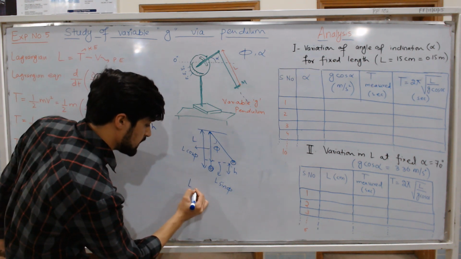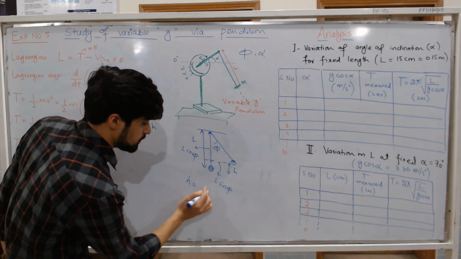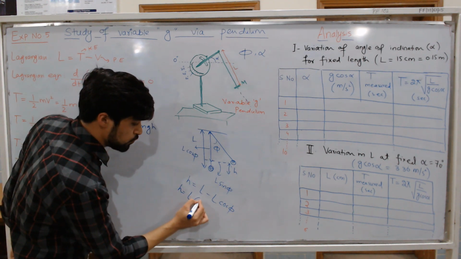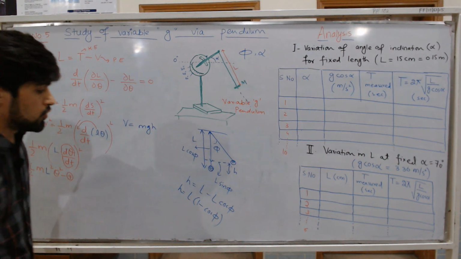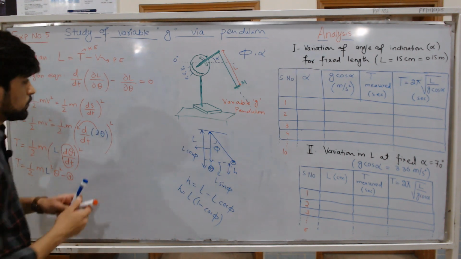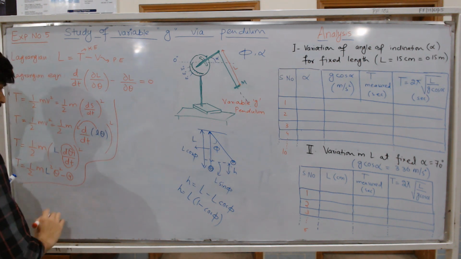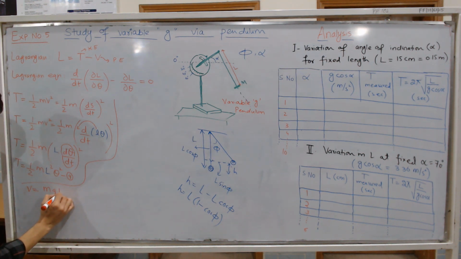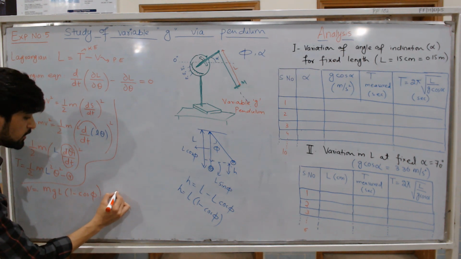We have already derived this equation: h is equal to L minus L cos of phi, so h is equal to L into (1 minus cos of phi). So the potential energy V is equal to mgh, with h equal to L into (1 minus cos of phi). This is my equation B.